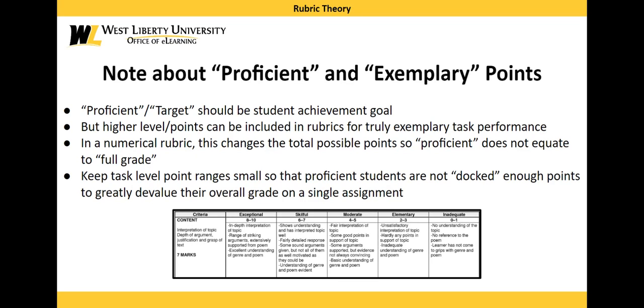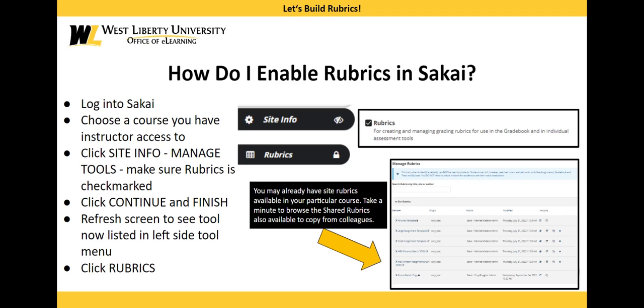If all the rubrics in a course are set this way, the proficient student will finish with a much lower final grade than the exemplary student. Let's begin to build rubrics.